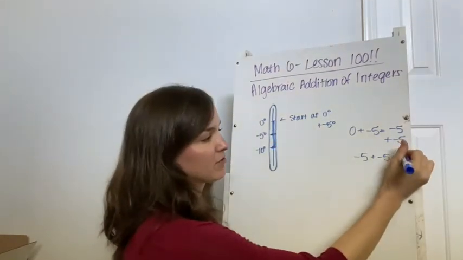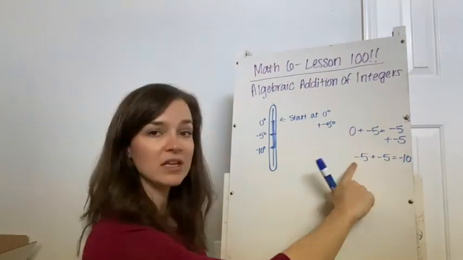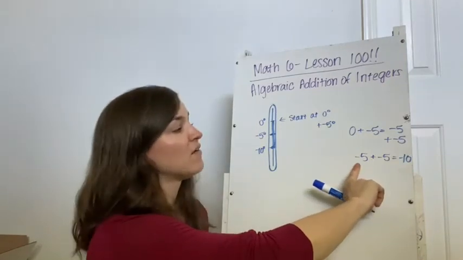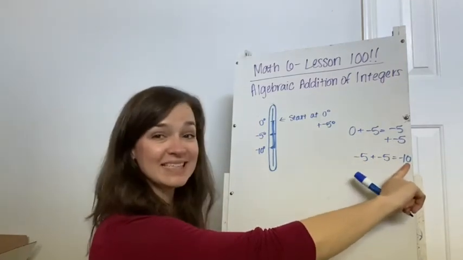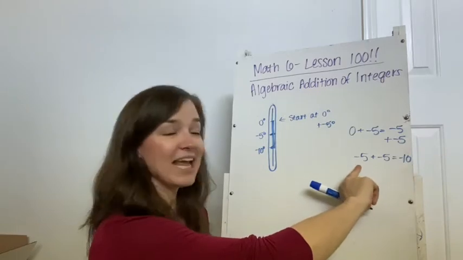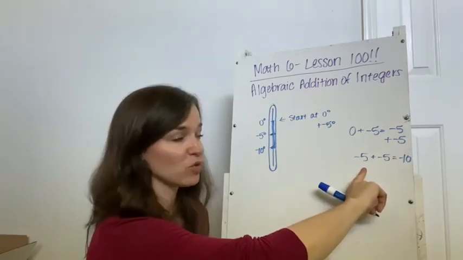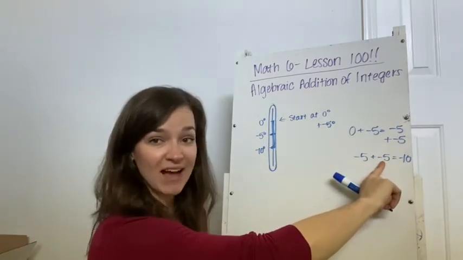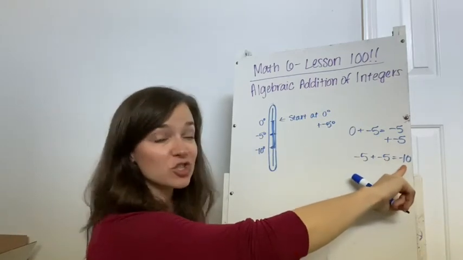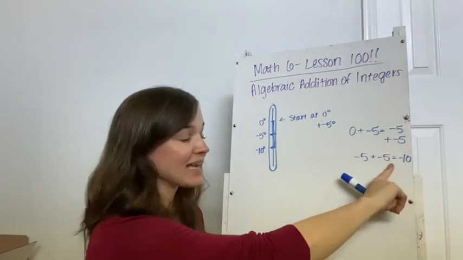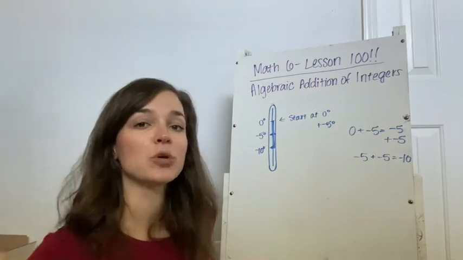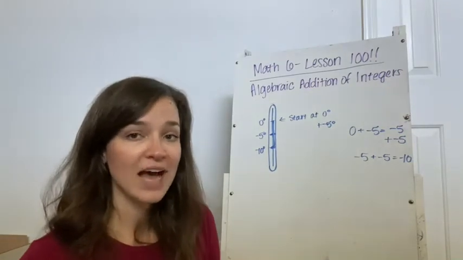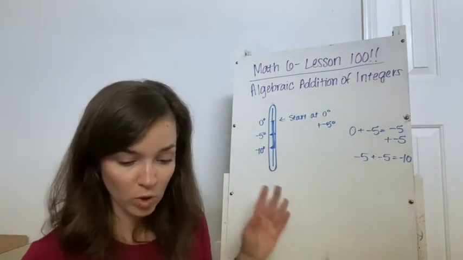Well, we can see by the way that we just drew that it puts us at negative 10. If you look at the numbers themselves, 5 plus 5 is 10. So when we are already at a negative value, and we add another negative value, we're just adding the amounts and making our answer more negative, okay? So that is the foundation for what we're gonna look at.